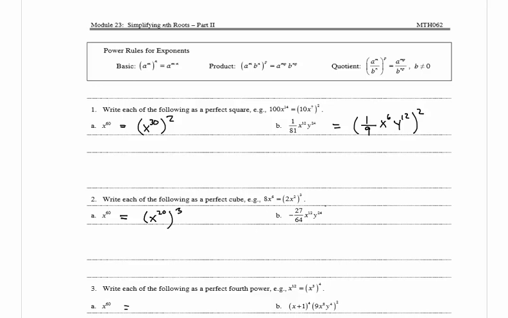In B, we have negative 27 over 64 times x to the 12th, y to the 24th, and this is going to be equal to, the cube root of negative 27 is negative 3. The cube root of 64 is 4. And then 12 divided by 3 is equal to 4, so we're going to have x to the 4th. 24 divided by 3 is equal to 8, so we're going to have y to the 8th, all cubed.